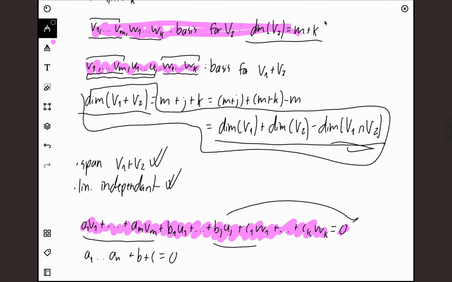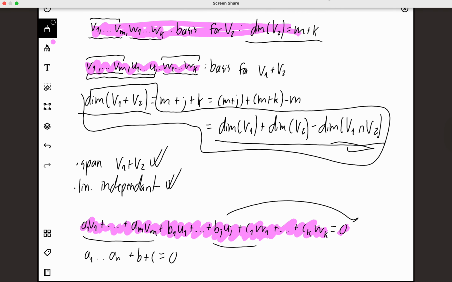Sorry if I was kind of all over the place. It's actually pretty confusing. This is a pretty long theorem.